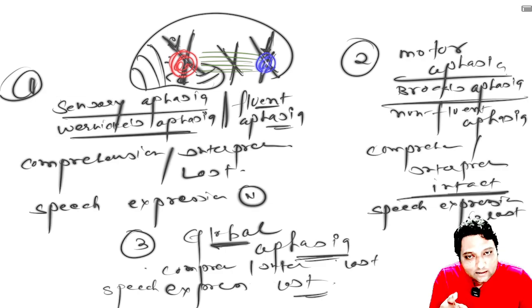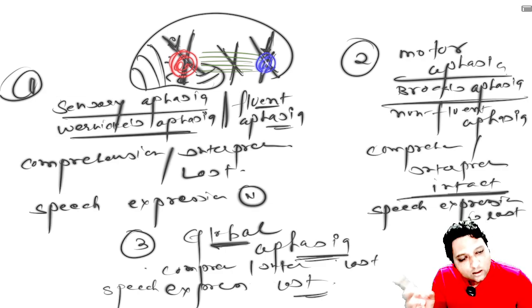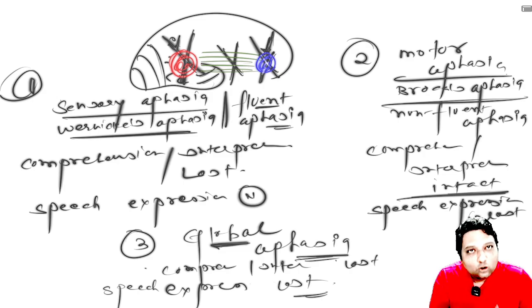Based on Wernicke's area and Broca's area, aphasia can be divided into sensory aphasia, motor aphasia, and global aphasia. What is sensory aphasia? A lesion in Wernicke's area, which is the area of comprehension. So comprehension will be lost, interpretation will be lost, but speech expression remains normal if the lesion is isolated only in Wernicke's area. So when speech expression is normal, the patient can speak fluently but without making any sense. That's why it is called fluent aphasia.